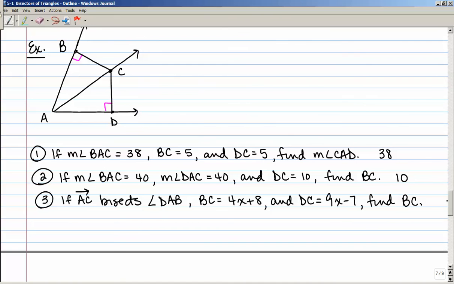And example number 3 here, if AC bisects angle DAB, the big angle, and BC equals 4x plus 8 and DC equals 9x minus 7, find the length of BC. Well, if AC is an angle bisector, then BC has to equal DC. So 4x plus 8 equals 9x minus 7, or 5x equals 15, or x equals 3. And plugging that back in for BC, 4 times 3 plus 8 is going to give me 20. So the length of segment BC is 20 units.